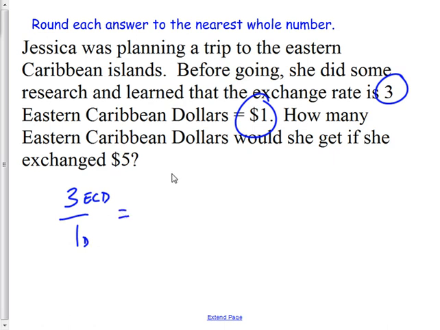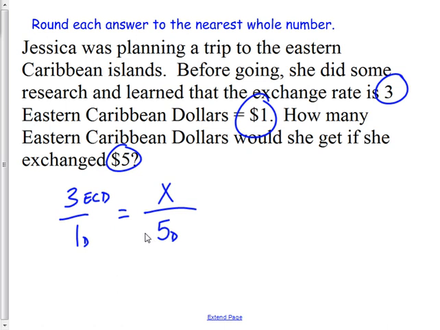All right. Now, if we exchange $5, where would we put that? Would we put $5 on the bottom or $5 on the top? Well, I want to match it here, so I'm going to put $5 right there. So I'm looking for this X right there. So now we got our proportions set up. You always want to match corresponding parts.